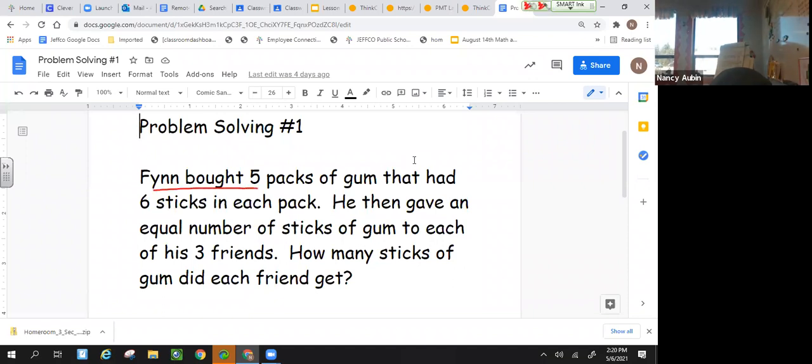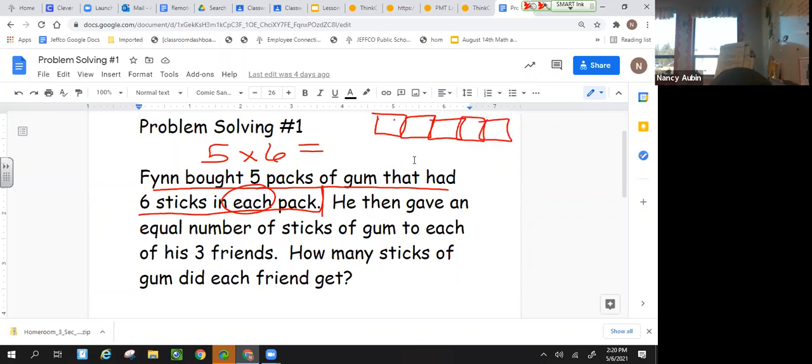If Finn bought 5 packs of gum that had 6 sticks in each pack, what do we do first, Cooper? We multiply. How did you know we had to do 5 times 6? Because it says each pack had 6 sticks. Yeah, each pack. I saw some of you draw the 5 packs.